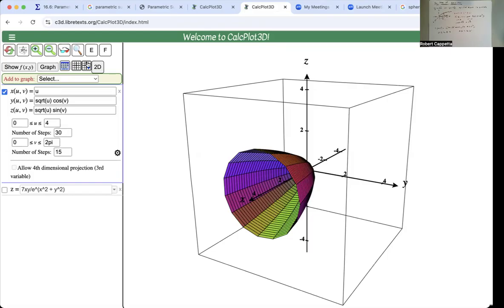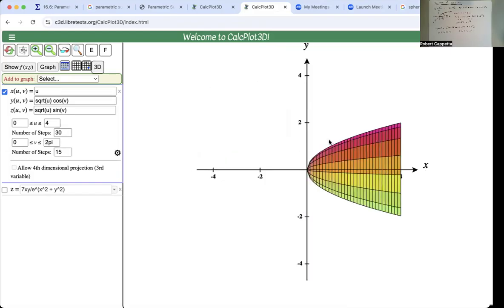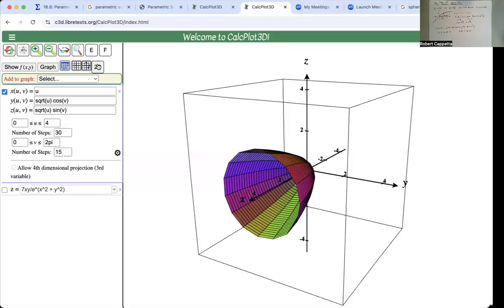Okay, it might be helpful to look at it in two dimensions. Remember, y equals the square root of x is how we define this. Y is the square root of x, again, rotated around the x-axis. We see what that looks like. And then there's our 3D representation of that surface of revolution.